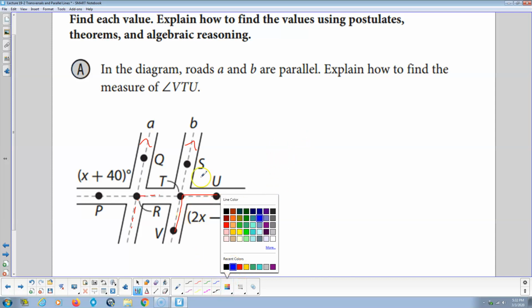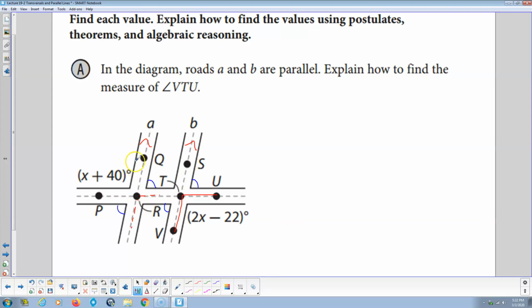There's our relationship. And by the way, notice, hey, all these blue angles are acute. Because there's a little tilt here like this from perpendicular, so it's kind of obvious, right? And all the green angles are obtuse. Since A and B are parallel, all the blue angles are the same measure, all the green angles are the same measure. So green guys have to be equal. So x plus 40 has to be equal to 2x minus 22.